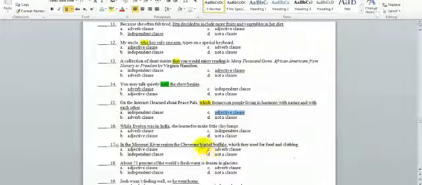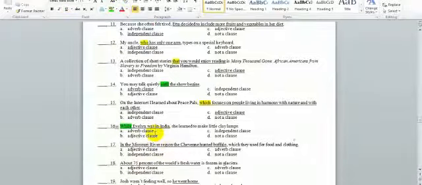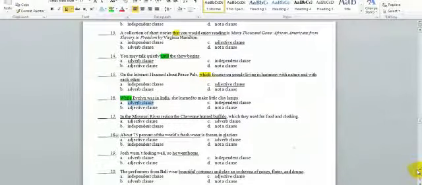Let's go to number 16. While Evelyn was in India. While here, guys, is a subordinating conjunction. That's why it is an adverb clause. So while will be highlighted with the green, and it is an adverb clause. I will underline it, and we will go to number 17.